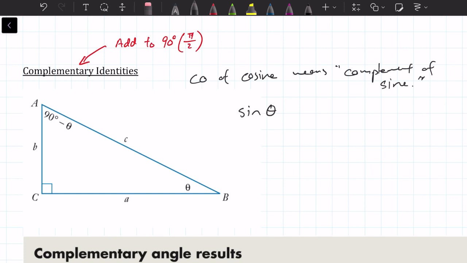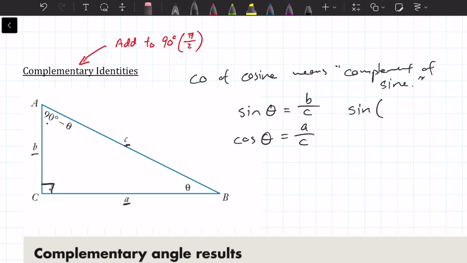So if we look at this triangle here, sine theta is B over C. If I look at cos theta, I see that it's A over C, adjacent over hypotenuse. Now, if I look at the other angle, notice in a right angle triangle we've got one right angle, that's 90. The three angles have to add to 180, so the other two must add to 90. Hence if one is theta, the other is 90 minus theta.